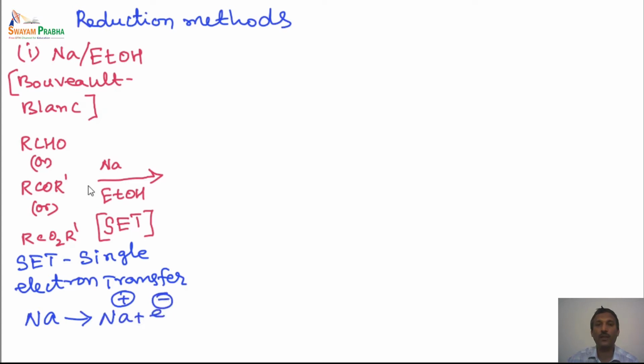We will see the entire mechanism later, but now we will simply compare the different methods. So in this sodium ethanol method, it is a single electron transfer method. So according to the electron transport, what we can say is loss of electron is oxidation and the gain of electron is reduction. So in this particular case, this electron is gained by the starting material, aldehyde, ketone or esters. So that is why this reaction is called the reduction reaction.